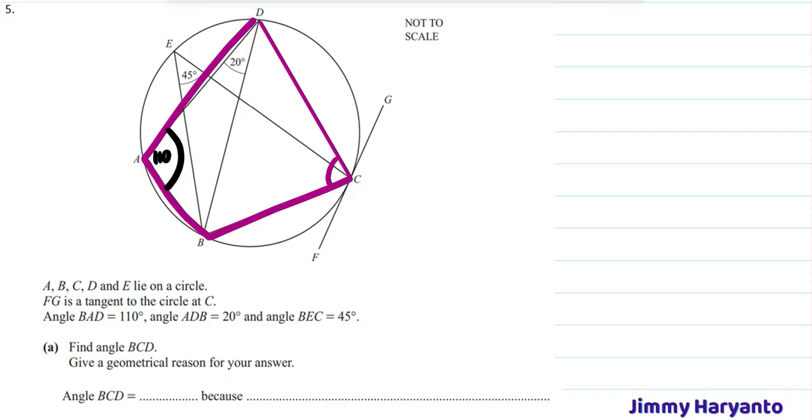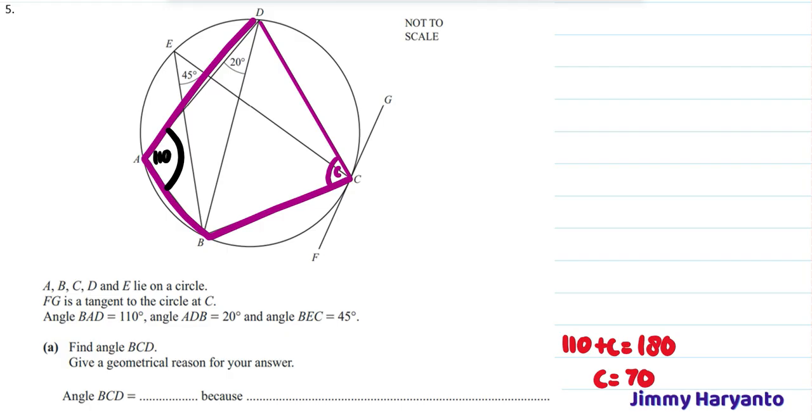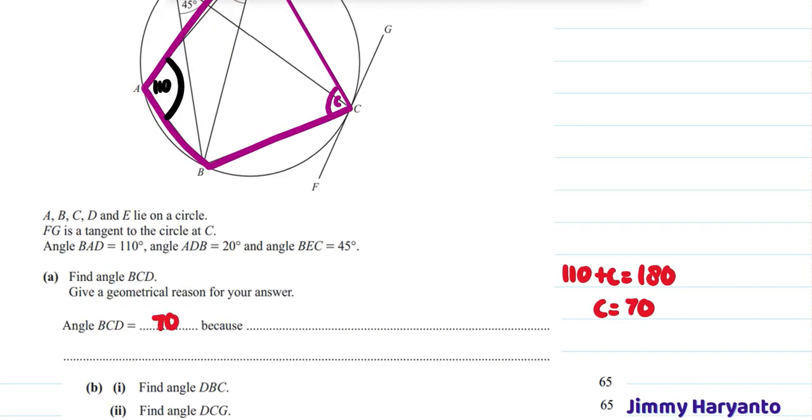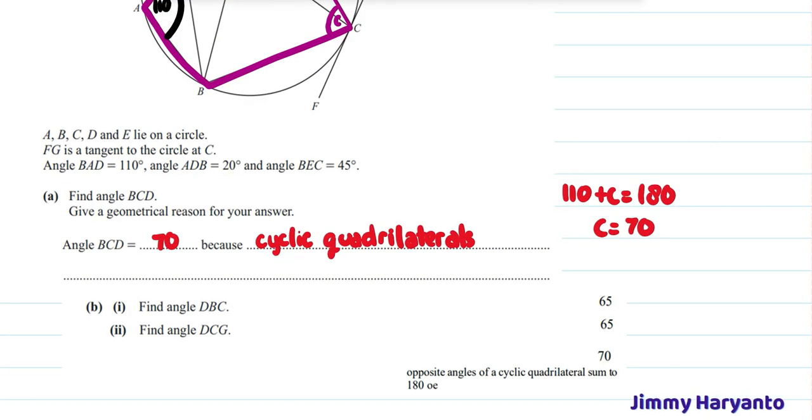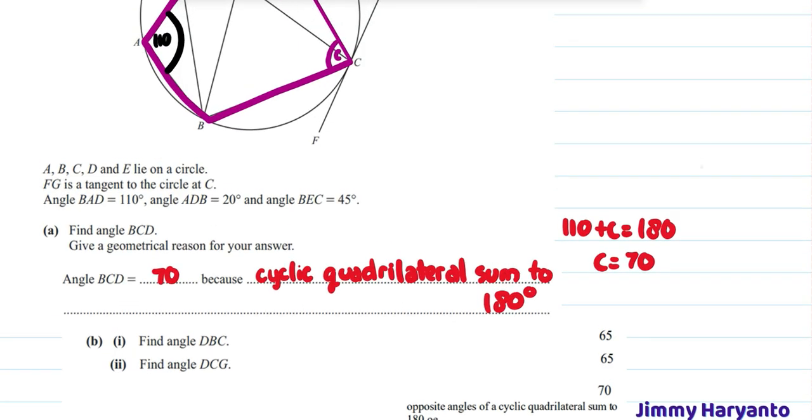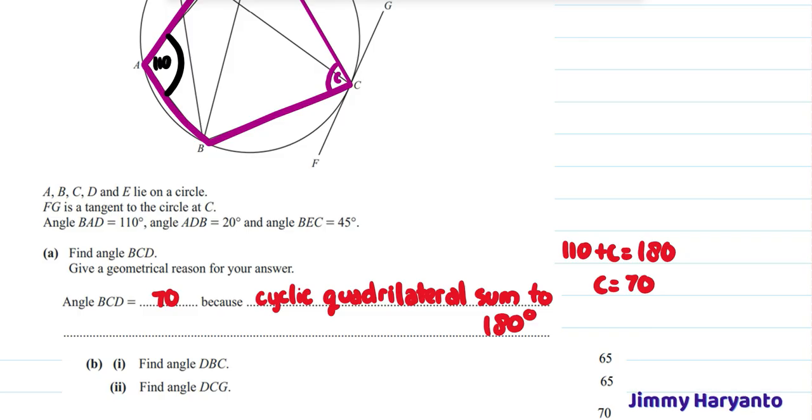So we have this as 110. If we let this as C, that means 110 plus C equals to 180. That means C equals to 70. Okay, so angle BCD equals to 70 because the reason is cyclic quadrilaterals sum to 180, like that. Okay, next is to find DCB and DCG.